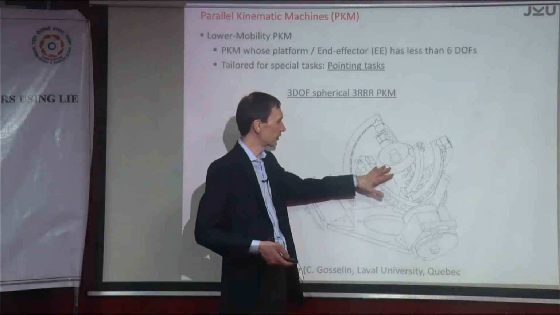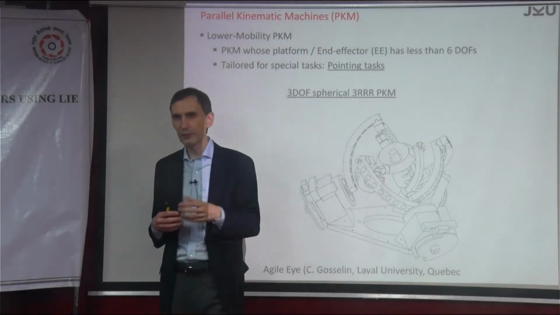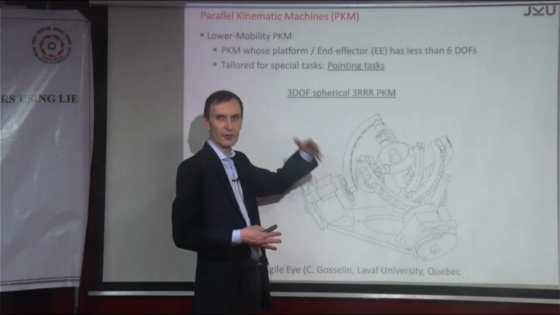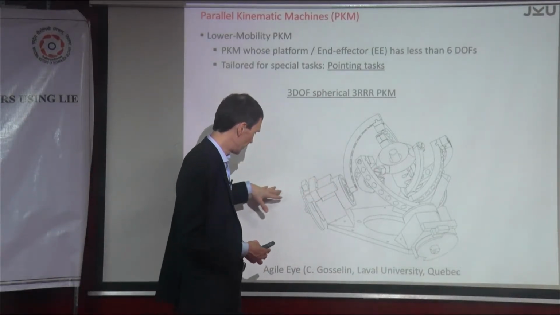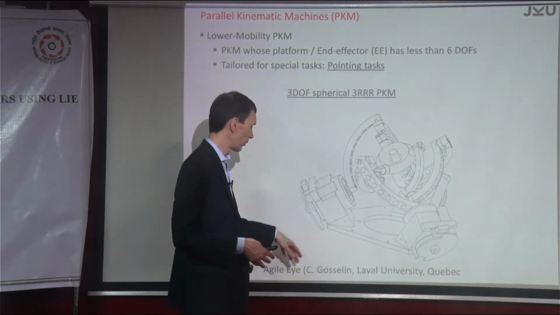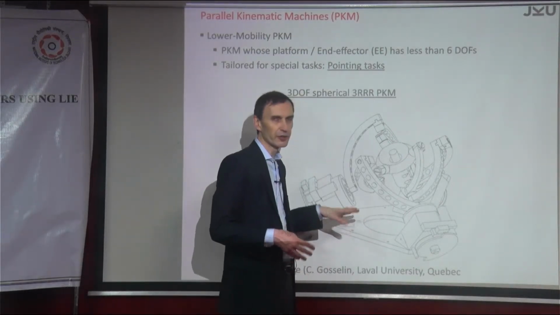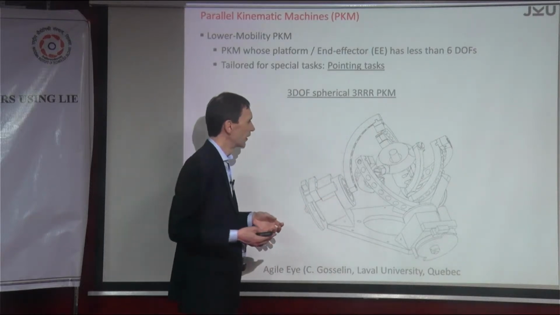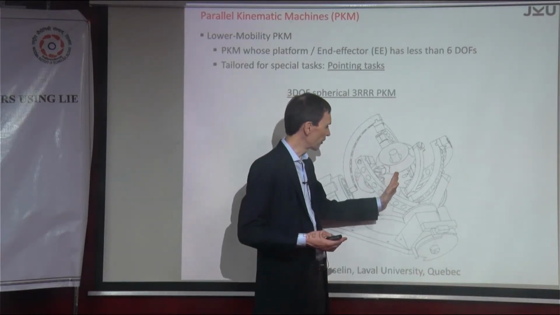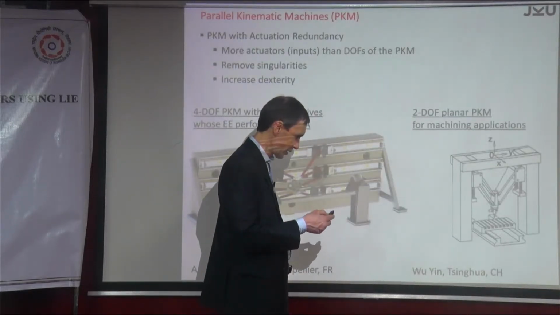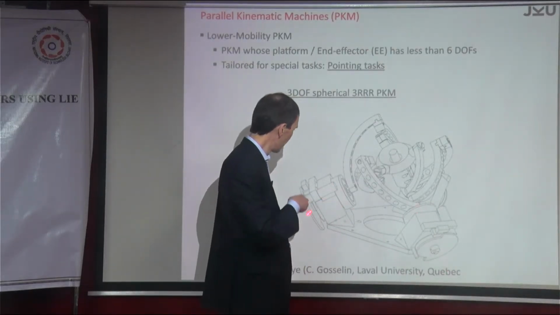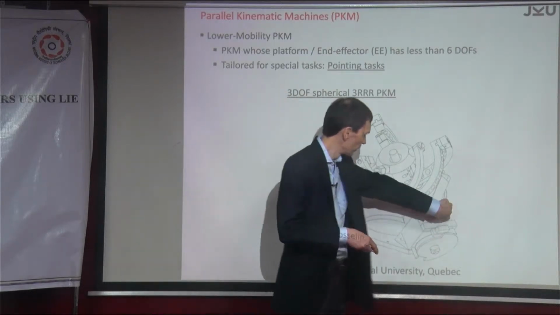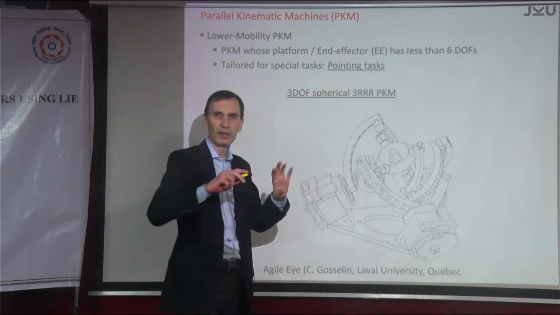So finally, there are other mechanisms, all of which we call lower mobility mechanisms, because they all have degrees of freedom less than 6. And there's one that is also coming from Clement Gosselin from Laval University. They call it an agile eye. So like an eye, but an agile eye. Essentially it's a pointing device, because what you see here is, we have 1, 2, and the other one here. So we have 3 motors, right?